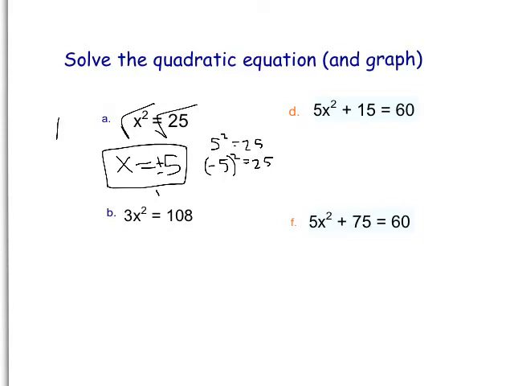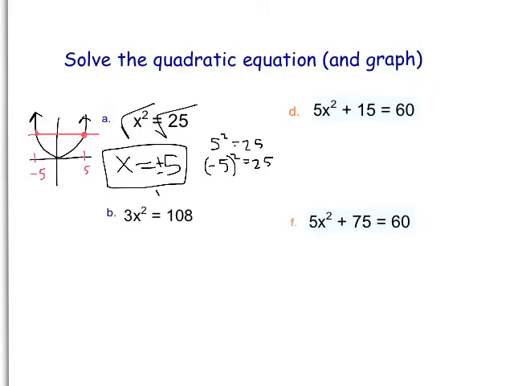On a graph, you would see a graph of x squared, which is a U-shaped parabola, and we're looking for when that graph crosses 25. Both here at positive 5 and here at negative 5.